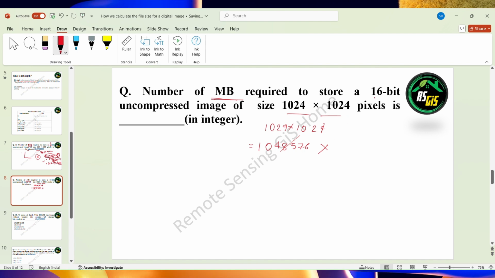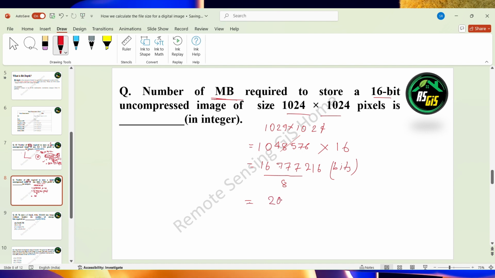and as per the formula, in the second step we multiply it by the number of bits. The bit depth given here is 16, so we multiply it by 16. Okay, so if you multiply it by 16, we get the value 16777216. So this is the total number of bits. We get the value in bits, but they need it in MB. So we know that we first divide it by 8 to get the value in bytes.